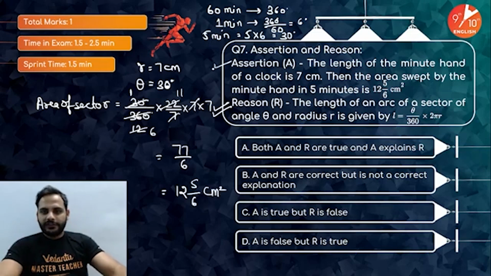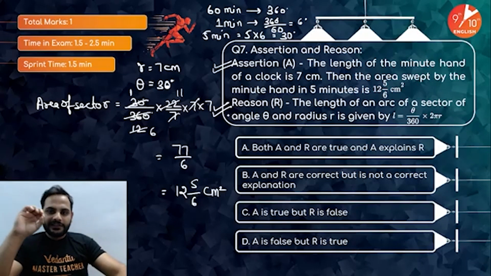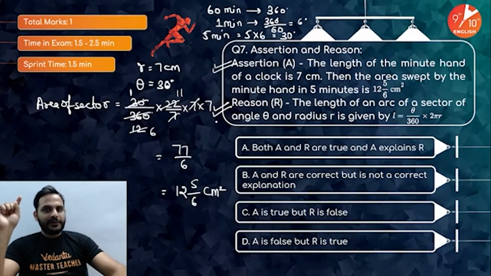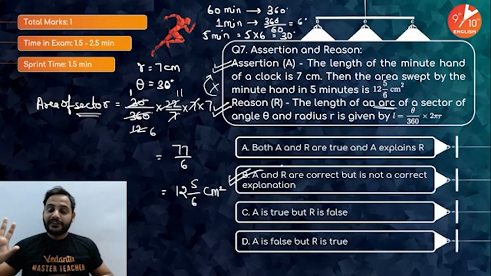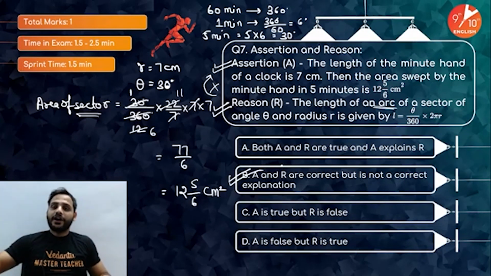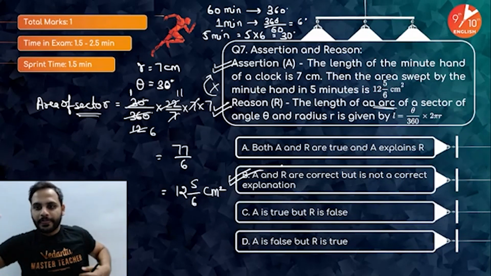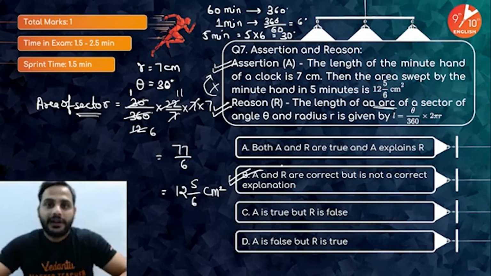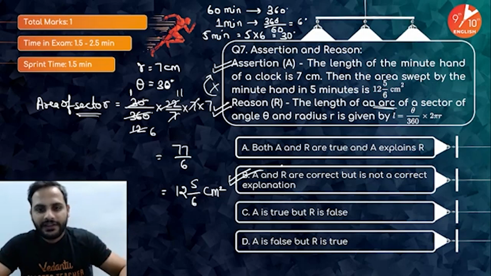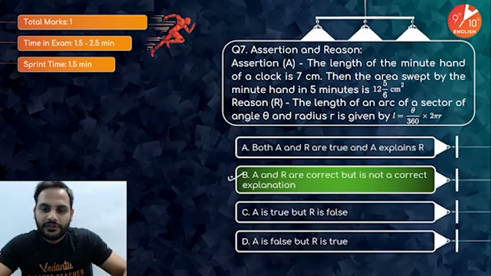Alright, so the assertion is also correct. Now, is the reason the correct explanation? No, because I have used the area of sector, which is theta by 360 pi r square, and here they are giving me the length of the arc. So I will say, no sir, it is not the correct explanation. The correct explanation would have been that the area of the sector of a circle is theta by 360 into pi r square. That would have been the correct explanation, but not this one. Okay, so option B will be your correct answer.